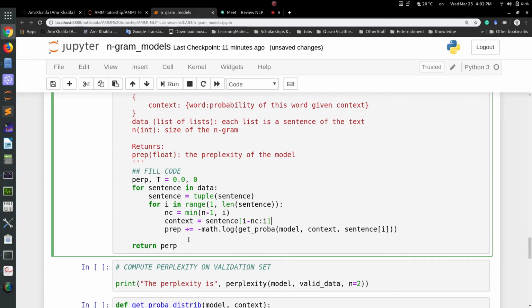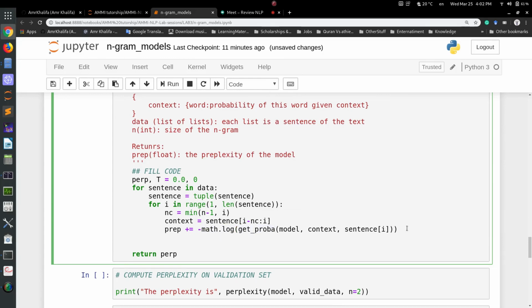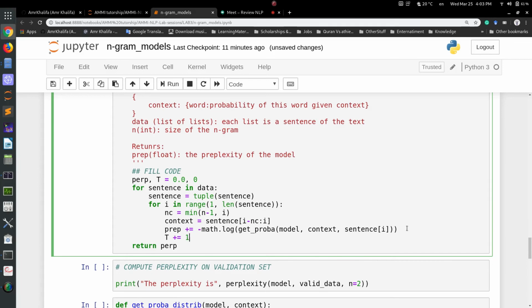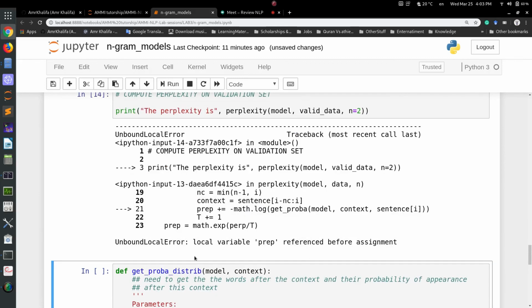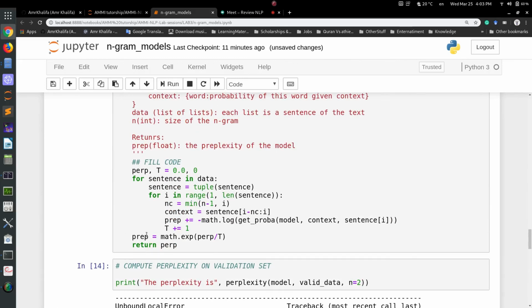Okay. Now after I calculate the perplexity using the get probability function, I will increase the number of words in my data, and now the perplexity is going to be the exponential of that: math.exp of perplexity divided by t. First I took the sum of the logs and then I did the exponentiation. Right, let's see if it works. Oh, okay. So it's perplexity, not per.